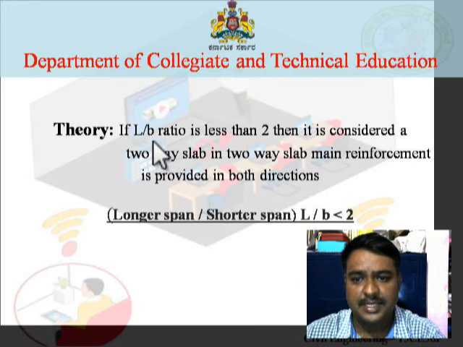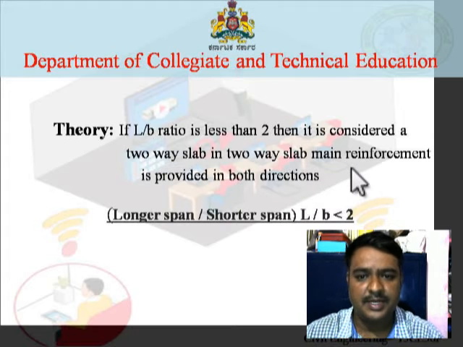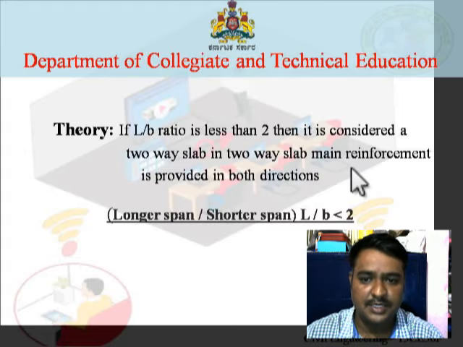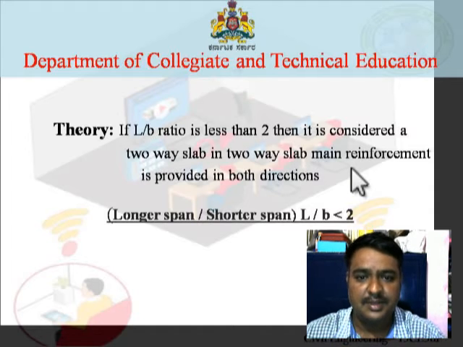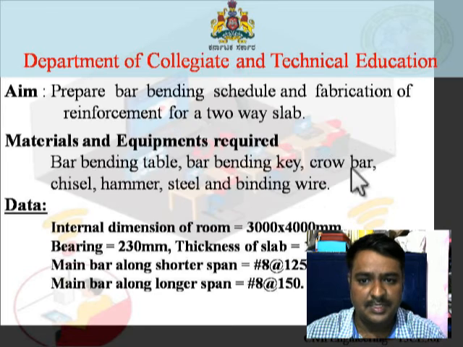If Ly by Lx, that is the length by breadth ratio, is less than 2, then it is considered a two-way slab. In a two-way slab, the main reinforcement is provided in both directions, that is in the longer direction as well as in the shorter direction. If Ly by Lx is greater than or equal to 2, it is a one-way slab. So this is the basic difference between a one-way slab and a two-way slab.